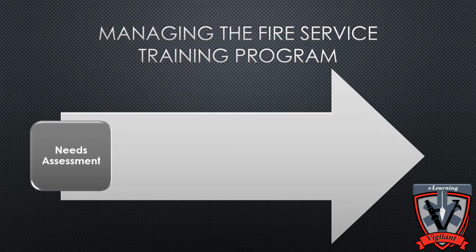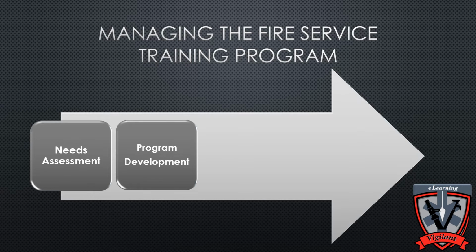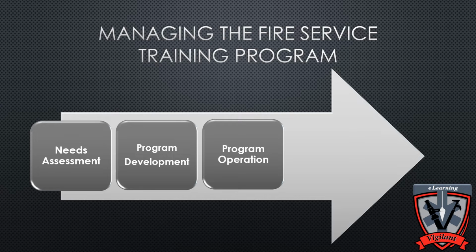And those five steps are: first, we perform a needs assessment. We find out what training the fire department actually needs. Where does the fire department need to be spending their time and spending their energy developing training for their membership? Once we understand the needs, we're going to develop a program to meet those needs. And that program is going to deliver that needs assessment in a logical operation that we call program operations.